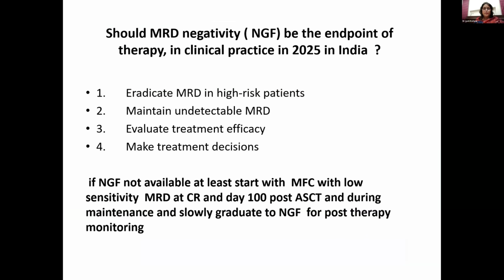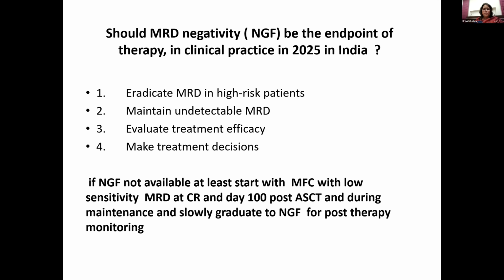So, to conclude, it's been a long session for all of you. Should MRD negative by next generation flow, which we say less than 0.001%, be the end point in India? Well, it's difficult because today in many centers, they are not even looking at CR with or without clonal plasma cells by low sensitivity flow. The aim world over is to eradicate MRD, to maintain undetectable MRD less than 0.001%, look at therapy, look at treatment decisions. But in India, NGF is not available in many places.